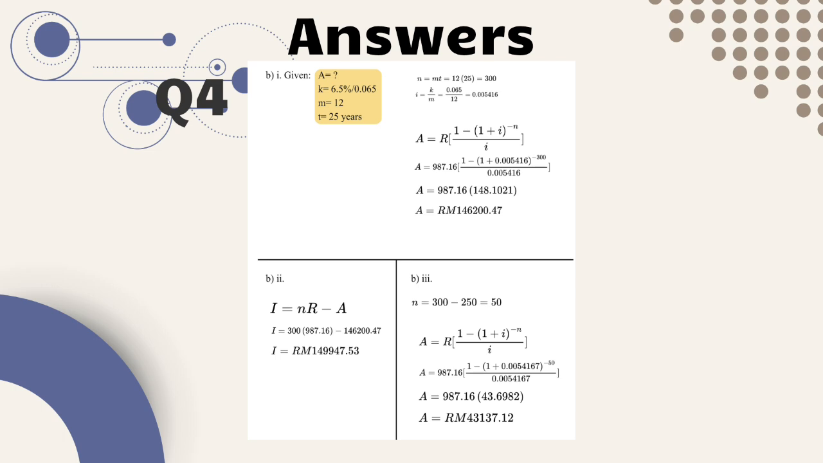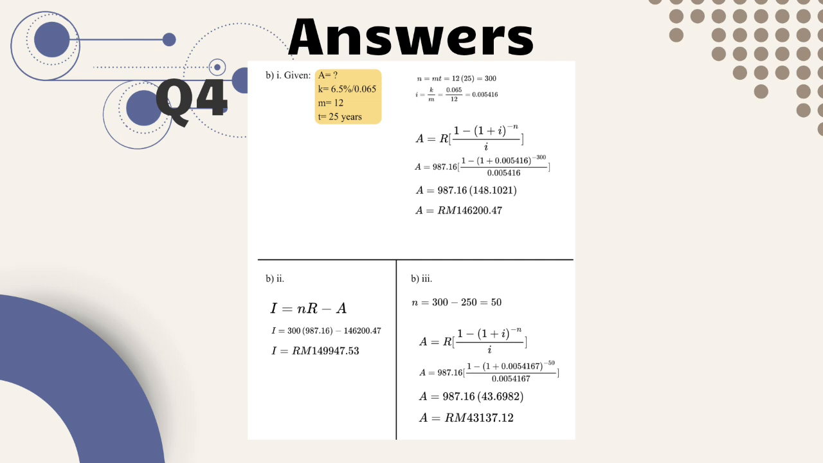And the last question is B3. If he wants to settle the entire loan immediately after paying the 250th monthly payment, how much additional does he have to pay? To solve this question, first we need to find the value of n, where n equal to 300. He already paid 250 times, so 300 minus 250 equal to 50. So the value of n in this question is 50.